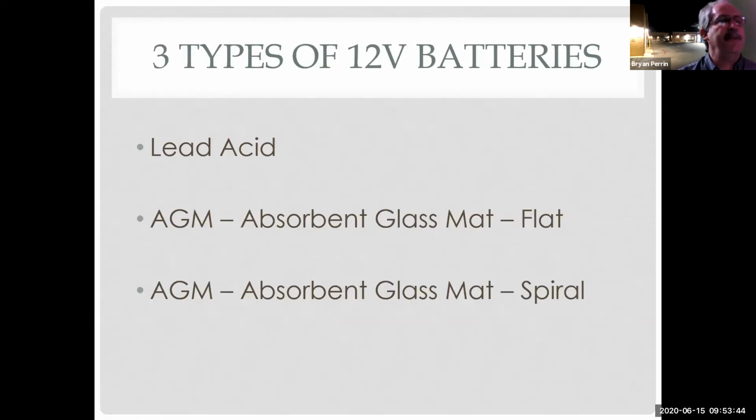So there's 3 types of batteries that we use on an automobile. One is a lead acid battery. That's the most common. And then we have an AGM, absorbent glass mat flat, which is used by Mercedes, BMW, and some other manufacturers. And then we have the AGM spiral, which we see as an aftermarket absorbent glass mat battery. Now, these batteries are not interchangeable. The charging systems and the computer systems are very different between what I need to run an AGM battery than what I need to run a lead acid battery.